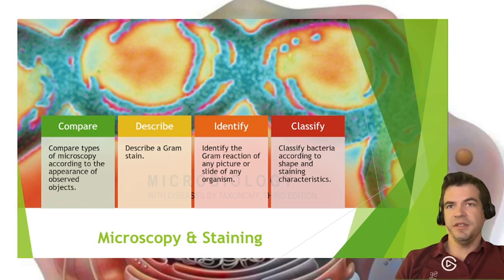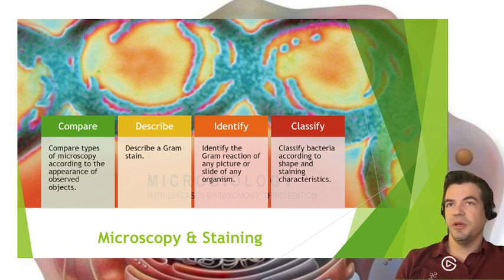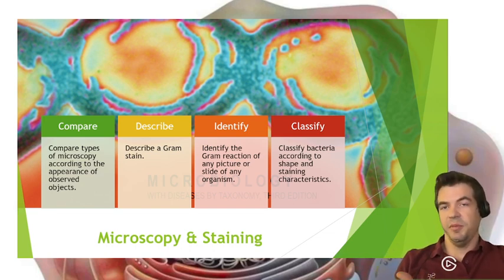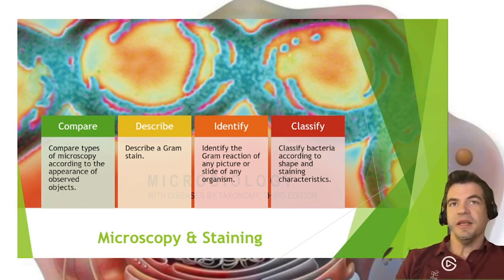By the end of these lectures, you're going to want to be able to compare types of microscopy according to the appearance of observed objects. You will describe the gram stain. You should be able to describe all the steps mentally: primary stain, mordant, decolorizer, counter stain, visualize. Then we're going to identify the gram reaction of any picture or slide of any organism that you see.